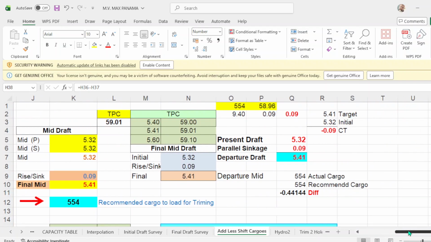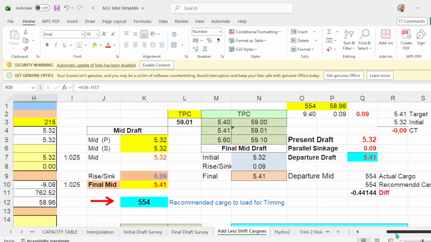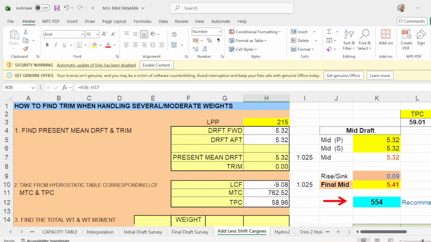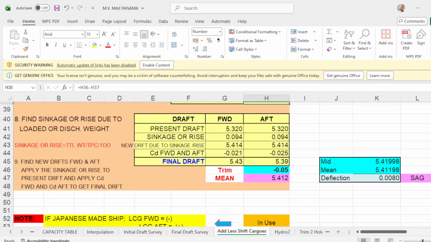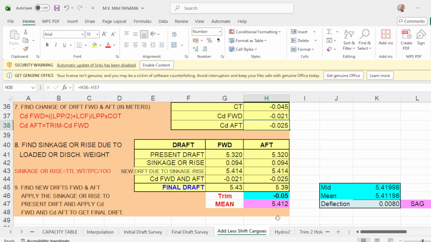Because your initial drop is 5.21 and your sinkage is negative 0.9. You add this one, that will be 5.41. That's why it is 5.41 here, okay. That's why your result of your main drop here is 5.41, okay.